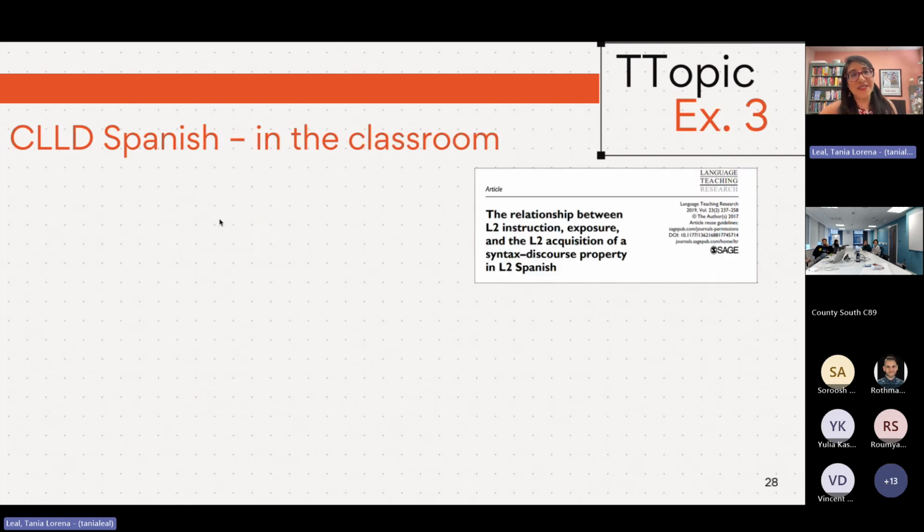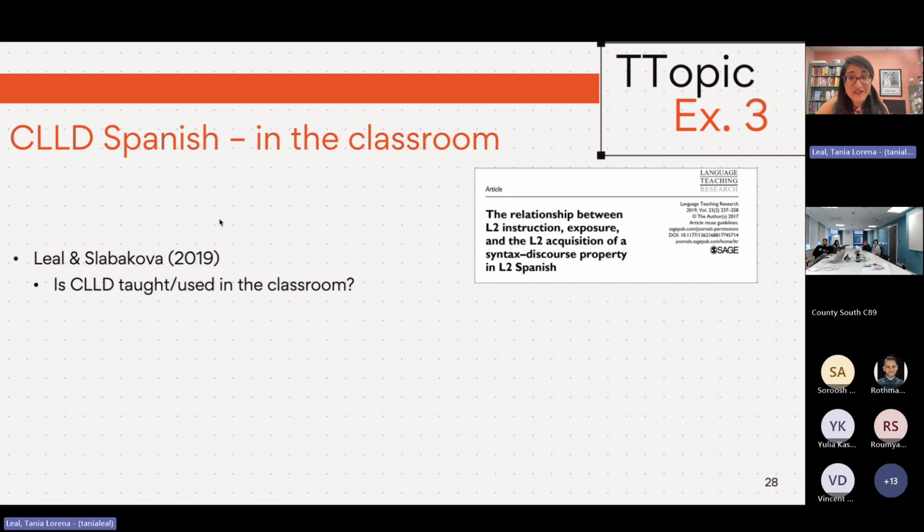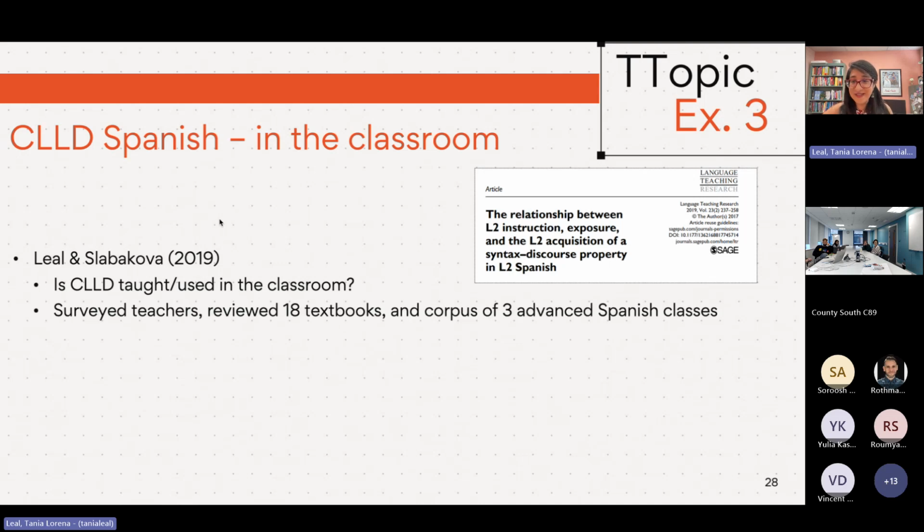In this study that we did with CLLD, we wanted to see whether or not they were actually exposed to CLLD in the classroom. So we looked at whether it was ever taught or used, and we surveyed teachers, we reviewed textbooks, we analyzed the corpus of advanced classes. I think we had about 6 or 7 hours of classes just to see whether CLLD was produced. And what we found was teachers were largely unaware of CLLD. They judged it right, because we gave them a grammaticality judgment task, but they never taught it.